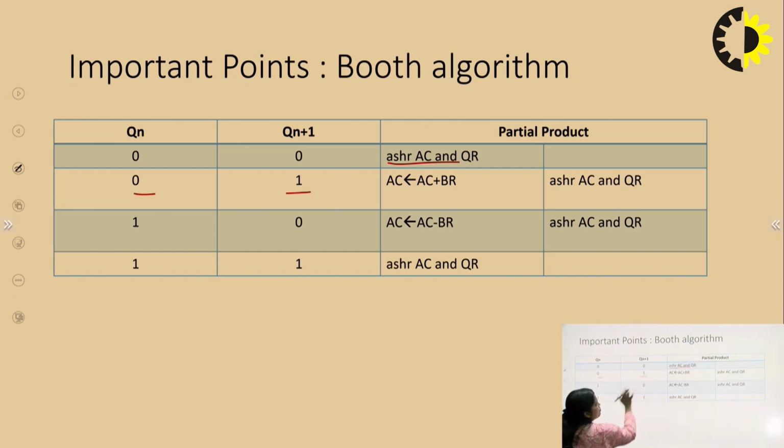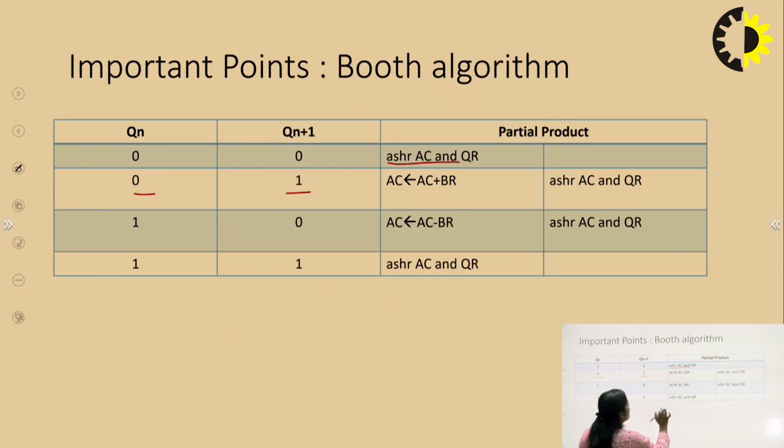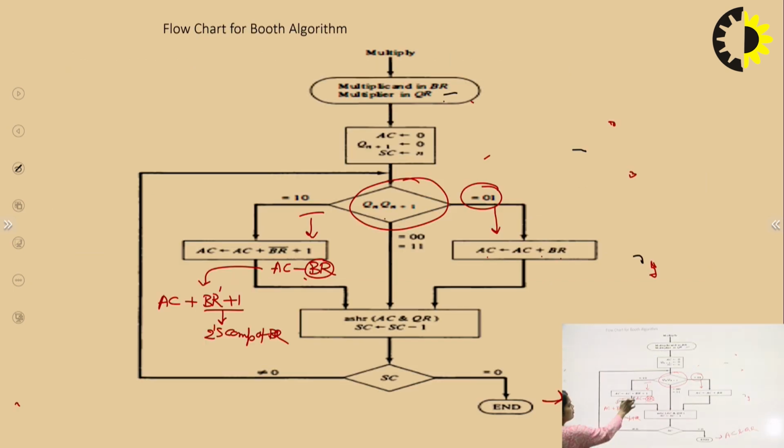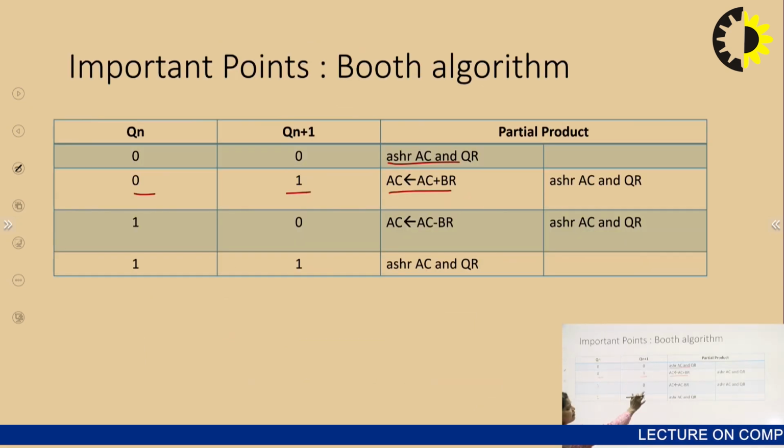Whenever it is 0 1, you have to perform AC plus BR, and after that, whatever result comes, you apply the arithmetic shift right on both registers AC and QR. Whenever the value is 1 0, then AC minus BR, or you can write it as AC plus BR complement plus 1. So, in 1 0, AC minus BR is performed, and then the arithmetic shift right on AC and QR.